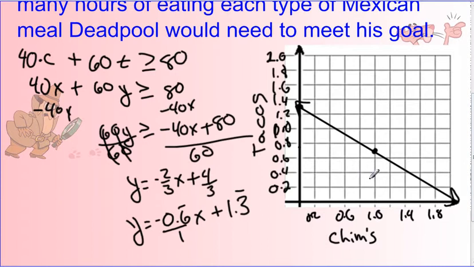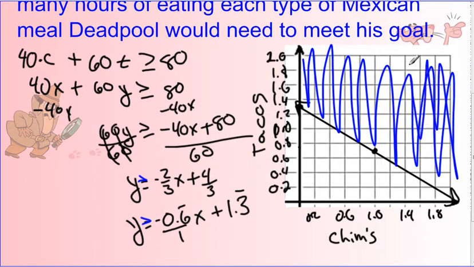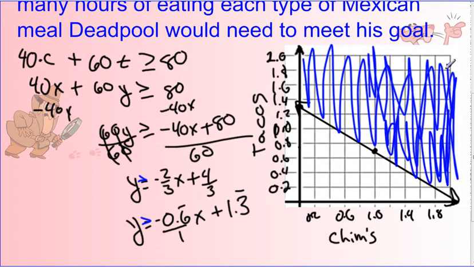So let's see here. Shading. I put an equal sign. This should not be an equal sign. It should be a greater than or equal to. So it means I want to shade greater than this line. So anything up here in the blue is in the good range. That means he's going to eat more than 80 Mexican meals.